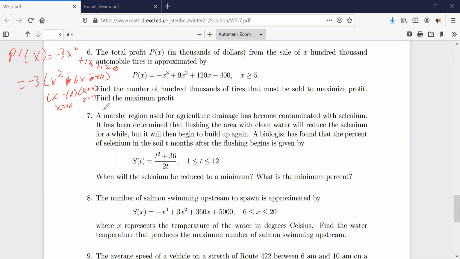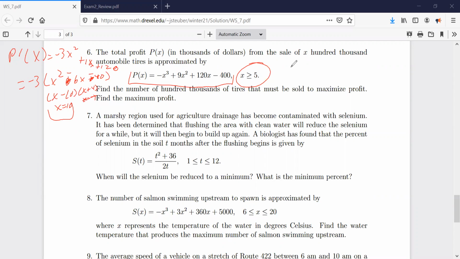But guess what? I can't sell -400,000 tires. This is not in my valid domain, and in fact, it's not where my function is good for modeling. So it's just at x equals 10 is my possible point. So that's when I sell 1 million tires, and if I plug that in to the profit, that is the only point that it could possibly be a max or min. But it's going to be a max.